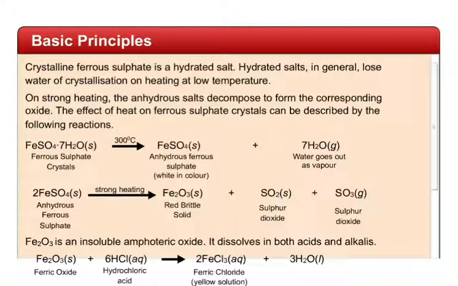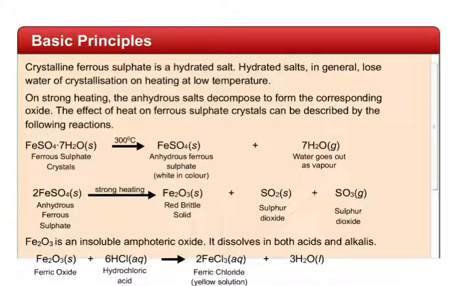1. FeSO4·7H2O on heating at 300 degrees centigrade gives FeSO4 plus 7H2O. 2. FeSO4 after strong heating gives Fe2O3 plus SO2 plus SO3. Fe2O3 is an insoluble amphoteric oxide. It dissolves in both acids and alkalis.